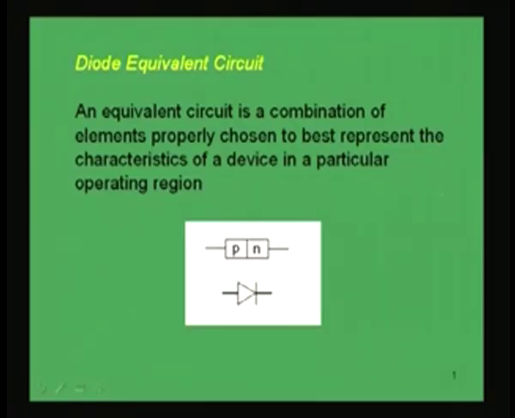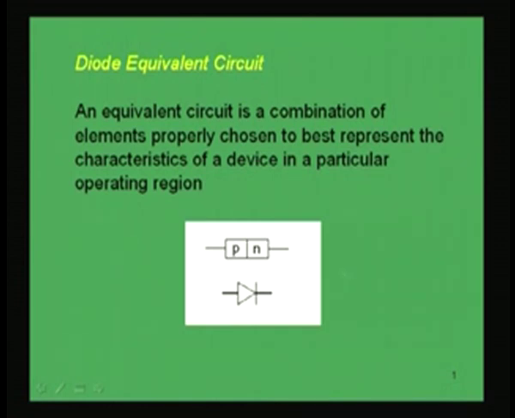Now, the diode equivalent circuit is a combination of elements properly chosen to best represent the characteristics of a device in a particular operating region. So, we have this PN junction which is formed from p-type and n-type materials on a silicon or germanium semiconductor, and this is the diode symbol that we have known in the last class.